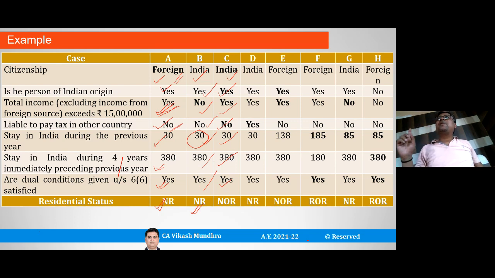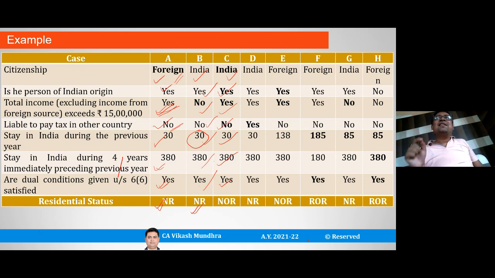But due to the provision of section 6(1)(a), that is the deeming provision, what are the deeming provision? He should be a citizen of India. Yes, he is an Indian citizen. His income other than income from foreign sources exceeds rupees 15 lakh. Yes, his income exceeds rupees 15 lakh. He is not liable to pay tax in any other country. Yes, he is not liable to pay tax in any other country. If these conditions are fulfilled, he will be deemed as a resident in India. First of all, he is not satisfying any of the condition given under section 6(1). But he is satisfying conditions given under section 6(1)(a). His residential status is resident India.